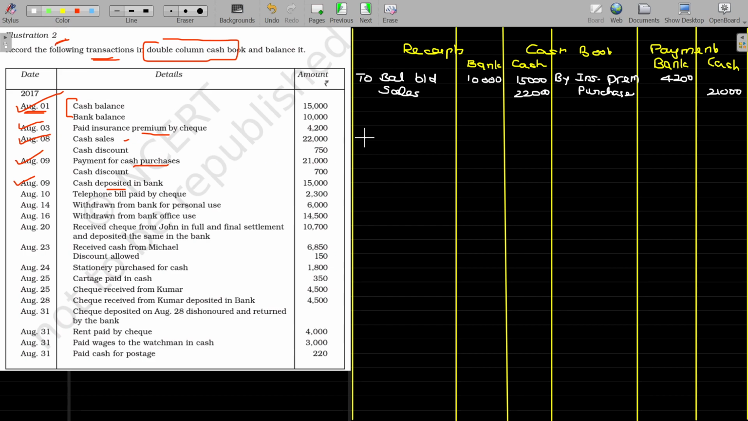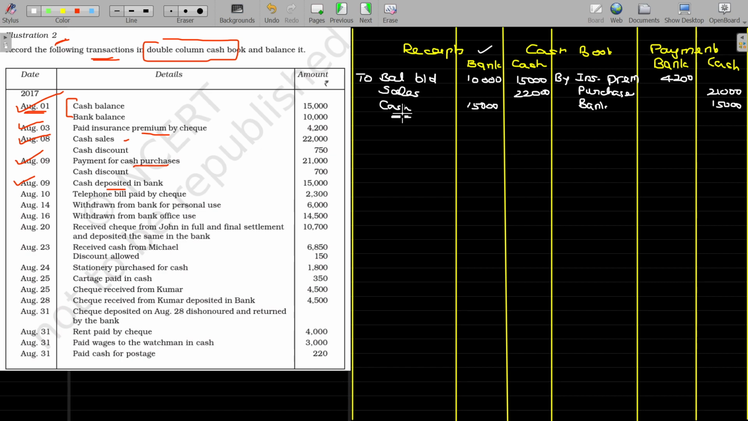For the bank, it is a receipt. For the cash, it is a payment. Under the cash, I name this being bank. Under bank, I name this being cash. When you open the cash account, the description will not contain the cash account. If the account is a bank account, the description should not be bank. That's how you can remember.